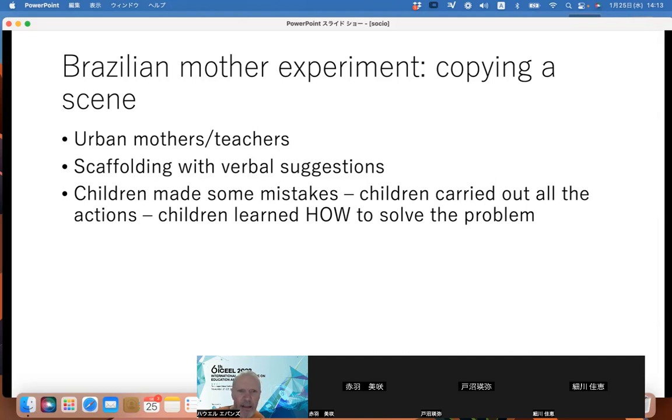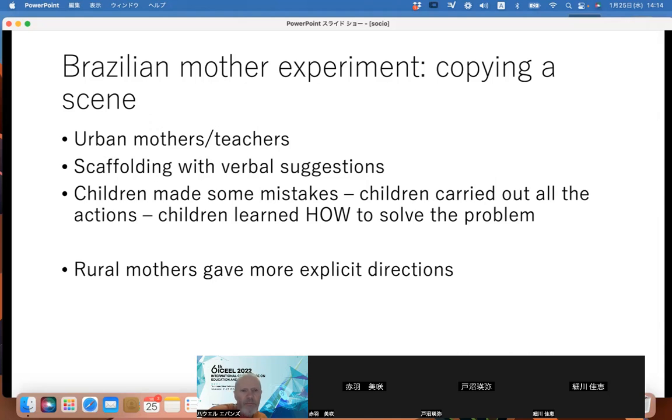If you give them too much help, then you don't really learn how to solve the problem. I think that kind of makes sense. It's a pretty simple idea. You're scaffolding, you're trying to offer some help, but you still make sure that the child or the student has to do something for himself or herself. So in this situation, this is with the urban mothers. They do provide a lot of verbal suggestions. Why didn't you do this? Why didn't you do that? What are you going to do with that one? What do you think about that? You ask questions, that kind of thing. And the children make a few mistakes, but they do everything for themselves, and they learned how to solve the problem.